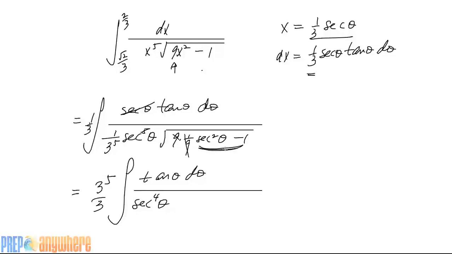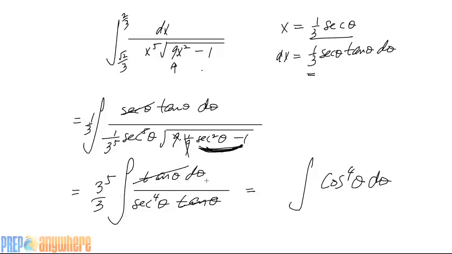And this is going to turn into tangent, so this is going to be a tangent squared. So the square root of that will be just tangent, like that. So now that will cancel out. Now 1 over secant is the same thing as cosine. Secant is the reciprocal of cosine. So cosine theta to the power of 4 d theta. This is going to be 3 to the power of 4.